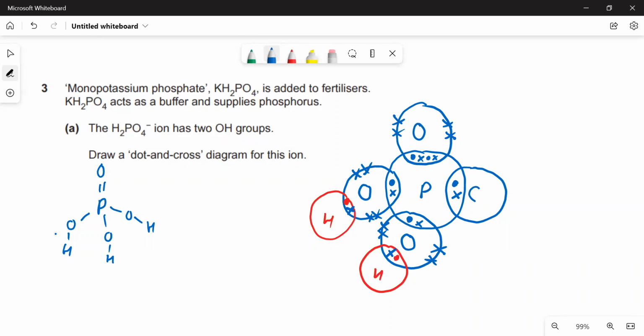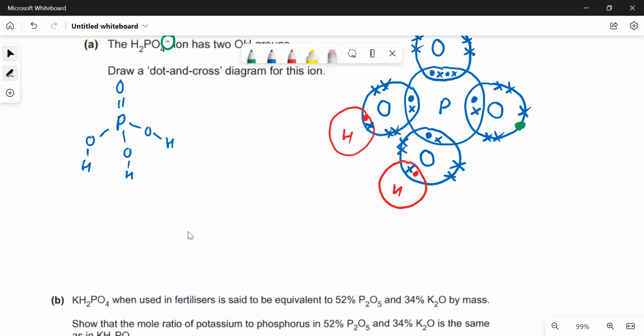Here's our oxygen we need to draw on this one. Well, it's got 6 electrons, so we need to draw 5 more: 1, 2, 3, 4, 5. And then we've got another electron here, which has been taken somewhere else, and that's why it's got this negative charge. That would be our dot cross diagram for that ion. I suppose it's important to know the structure of phosphoric acid before you start trying to do that, and it's probably useful to know the dot cross for phosphoric acid and for sulfuric acid as well. It's always useful.